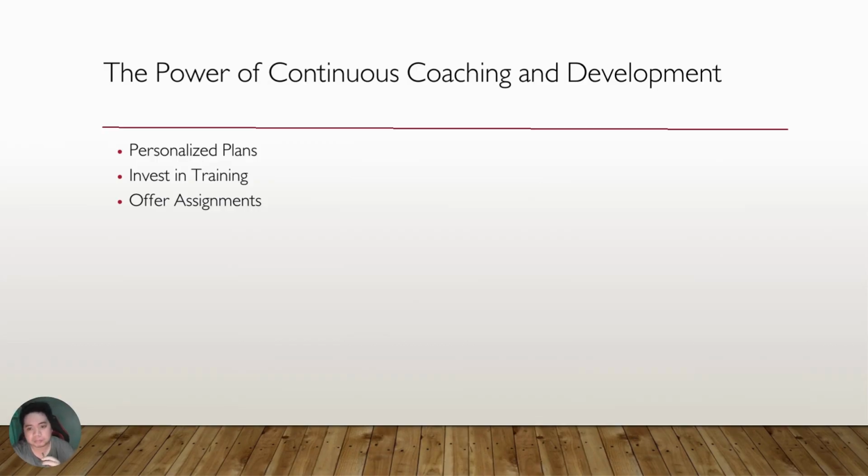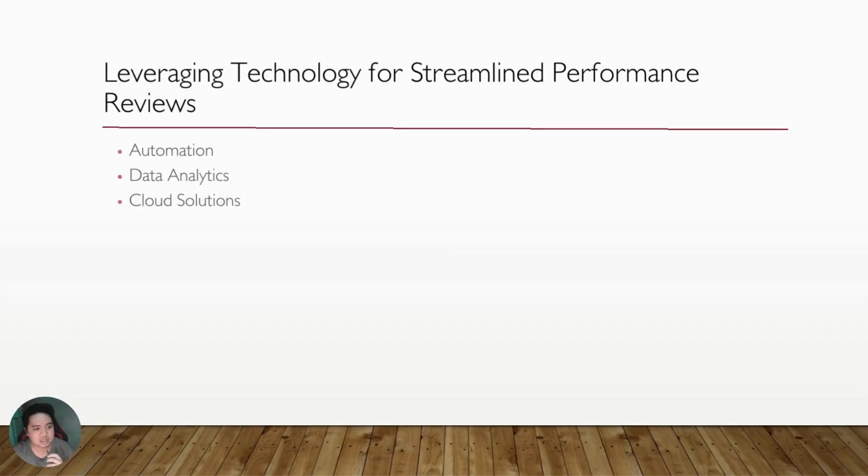Next, elevating performance is leveraging technology for streamlined performance reviews. This is for automation, data analytics, and cloud solutions. Automation, we have already discussed in my previous videos. It automates goal setting, tracking, and feedback collection. Data analytics utilizes gathered data to identify trends and areas for improvement. Cloud solutions is for accessibility and scalability since it covers a big area, since it is already in the cloud.